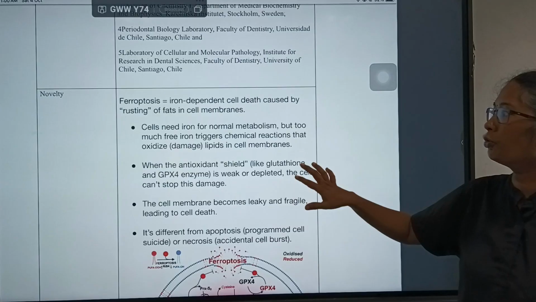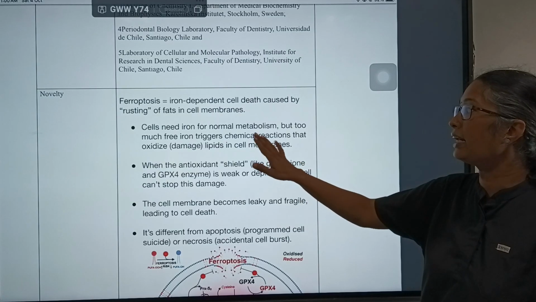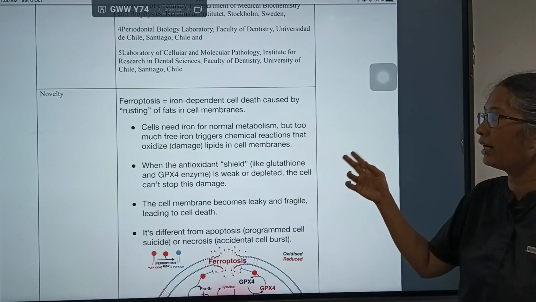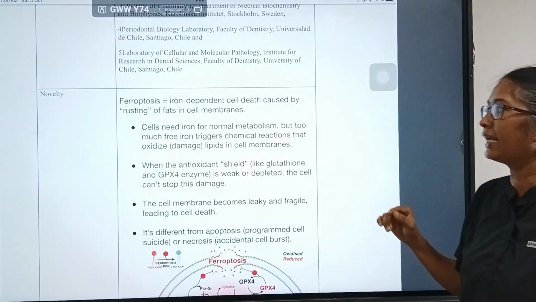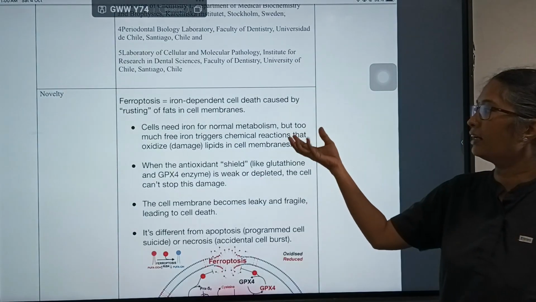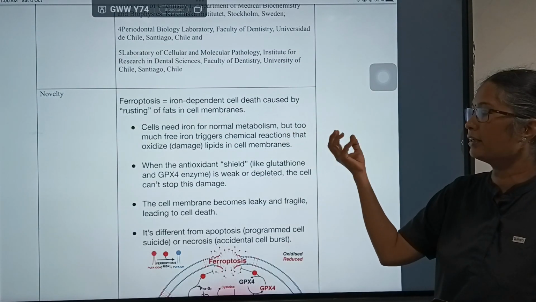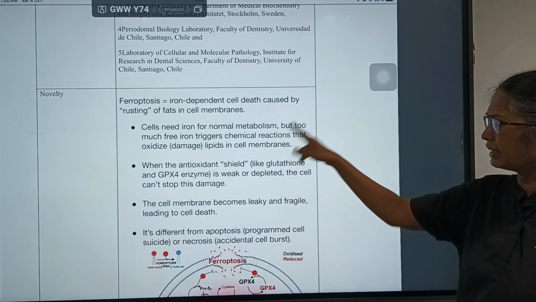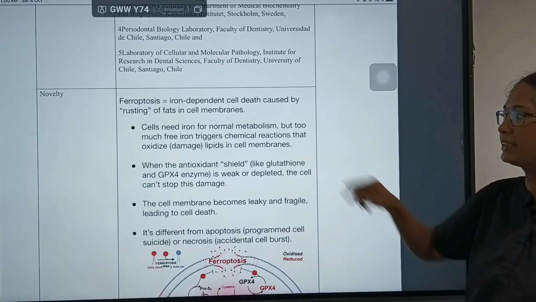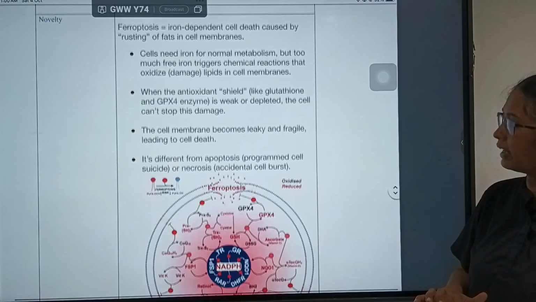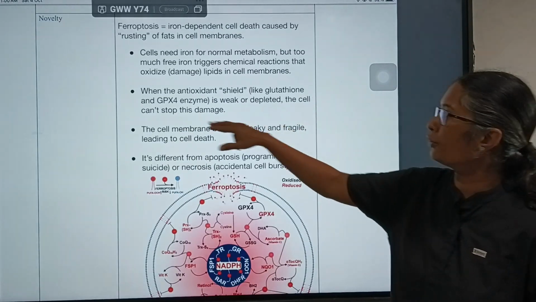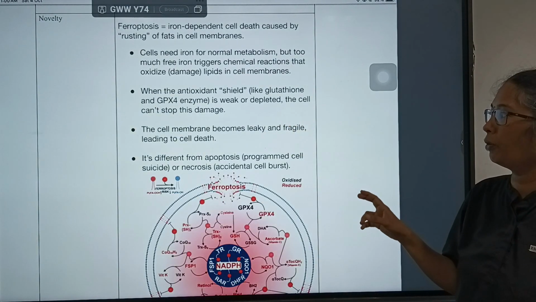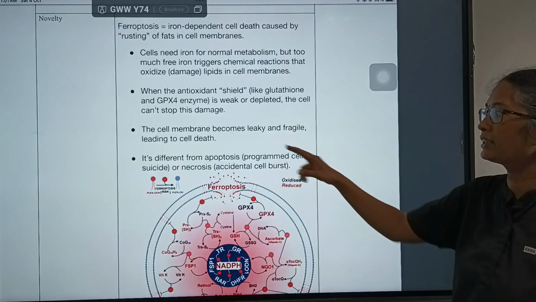Why does the iron get accumulated inside a cell? Normally cells need iron for normal metabolism, but too much free iron triggers chemical reactions. As I mentioned in my last journal discussion, we talked about reactive oxygen species. Like that, these also form oxygen free radicals. They trigger chemical reactions that oxidize lipids in the cell membranes. When the antioxidant shield of the cell, glutathione or the GPX4 enzyme, is weak or depleted, the cells can't stop this damage, and the cell membrane becomes leaky and fragile, leading to cell death.